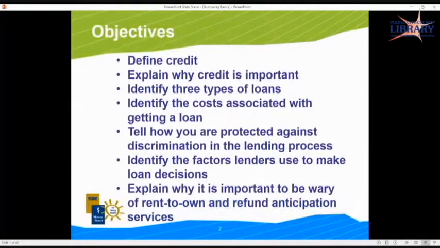By the end of this module, you will be able to define credit, explain why credit is important, identify 3 types of loans, identify the cost associated with getting a loan, tell how you are protected against discrimination in the lending process, identify the factors lenders use to make loan decisions, and explain why it is important to be wary of rent-to-own and refund anticipation services.